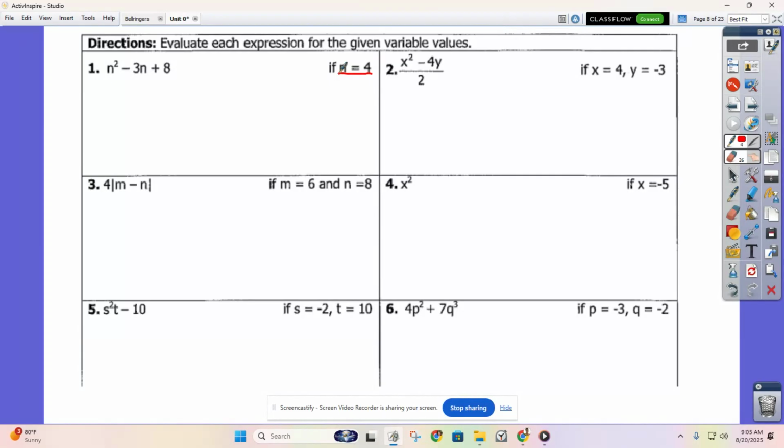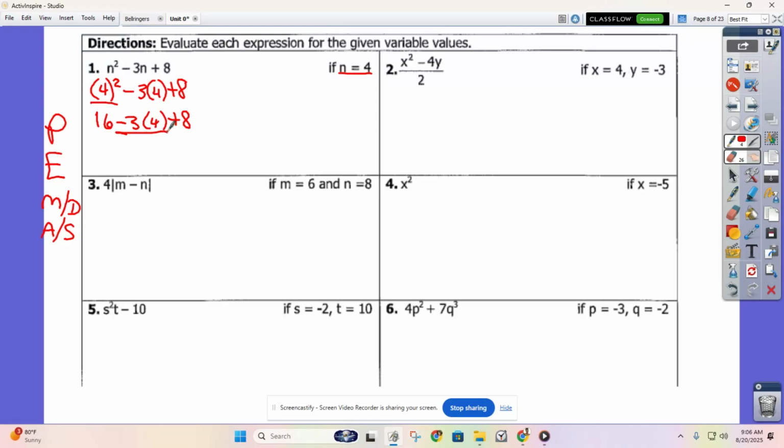It's very important, especially with negative numbers, that whenever you're raising something to an exponent, you put it in parentheses. So I'm going to do 4 squared minus 3 times 4 plus 8. Think about the PEMDAS: parentheses or any grouping symbol, exponents, multiply and divide left to right, add and subtract left to right. So the first thing I'll do is this exponent. That gives me 16 minus 3 times 4 plus 8.